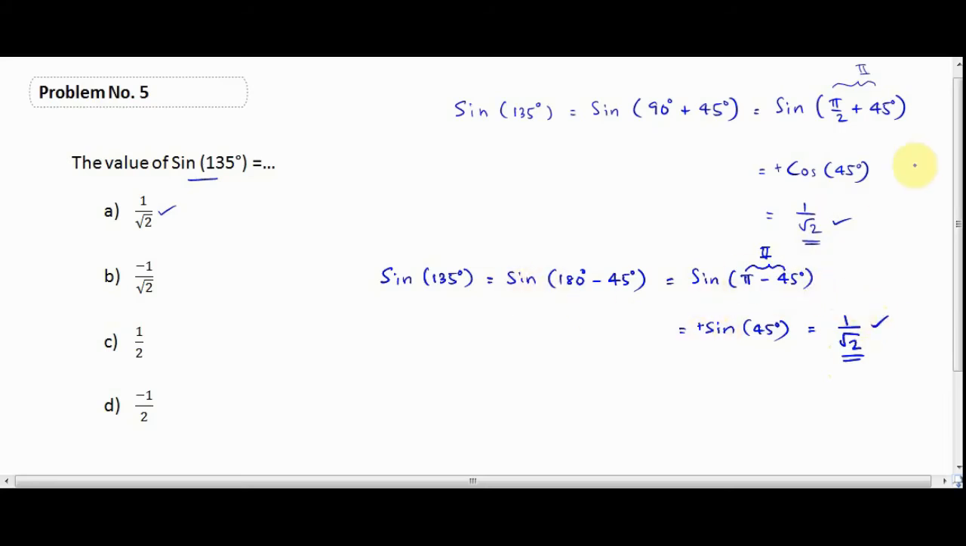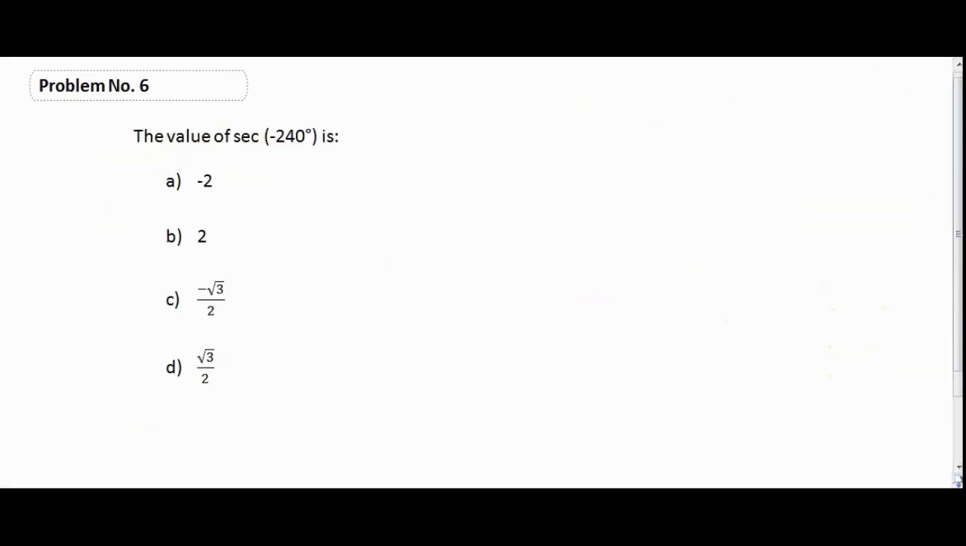Now let's see another problem. Problem number 6. The value of sec of minus 240 degrees. Please pause the video and try to solve this by yourself. Okay, now coming to the solution. Here we have sec of minus 240 degree.